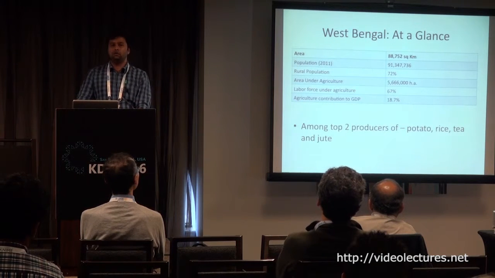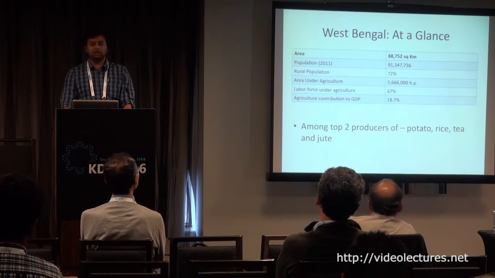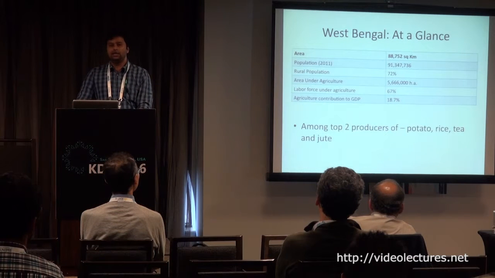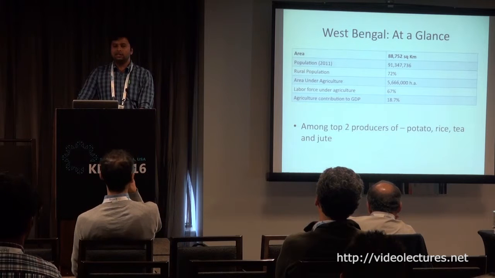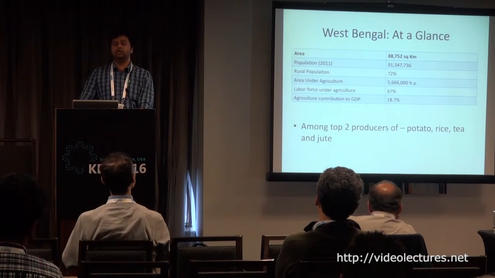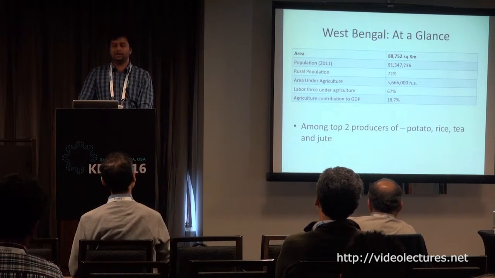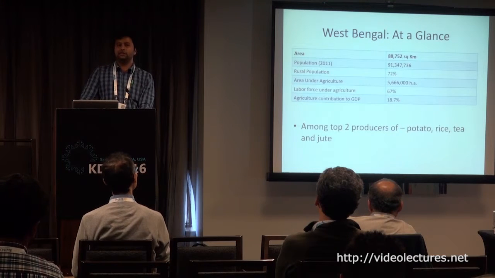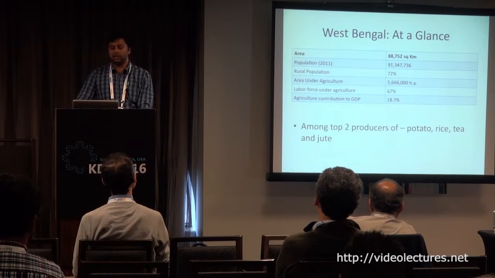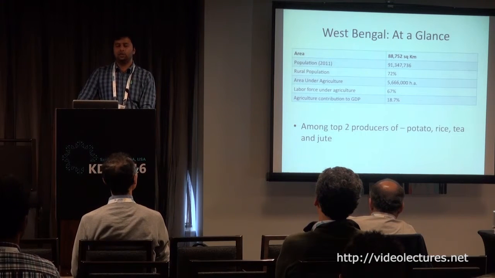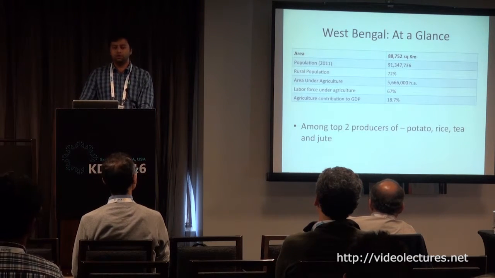And this is some basic information about the state of West Bengal. It's primarily an agrarian state where 67% of the labor force is working in the agricultural sector. Agriculture contributes almost 19% of the state's GDP. And West Bengal is also among the top 2 producers of many different crops, including rice, potato, tea, and jute.